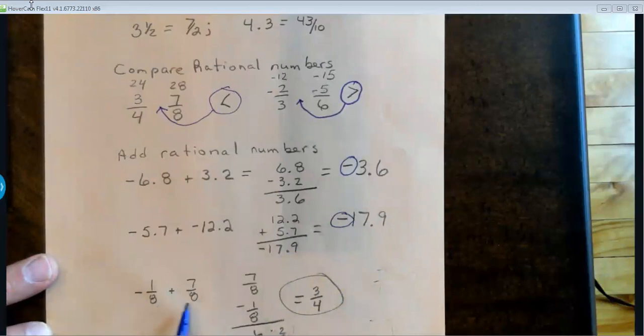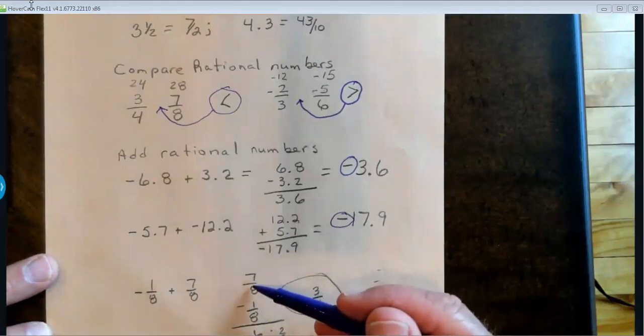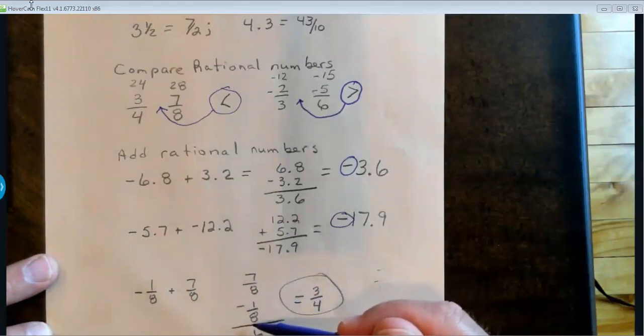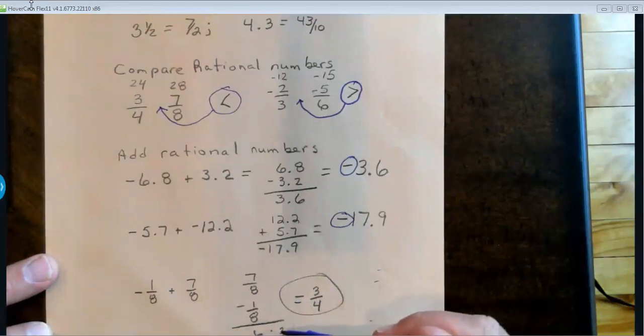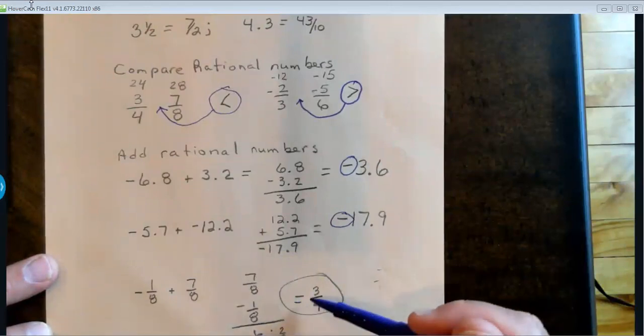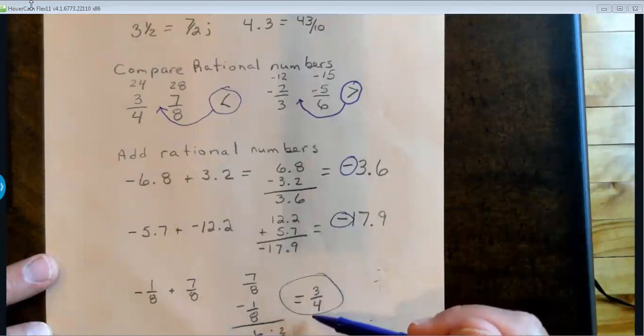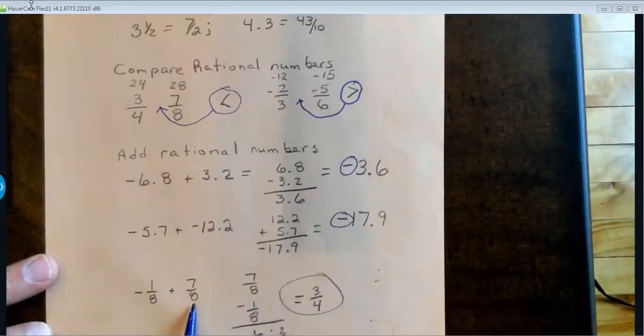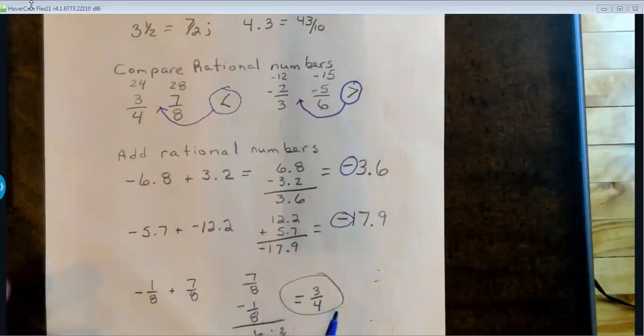This example, we have two fractions. One of them's a negative, one of them's a positive. So when we're adding rational numbers with different signs, we subtract. 7/8 minus 1/8 is going to be 6/8, which both can be divided by 2. You get 3/4. It's positive because your higher number is 7/8, and the answer would be positive.